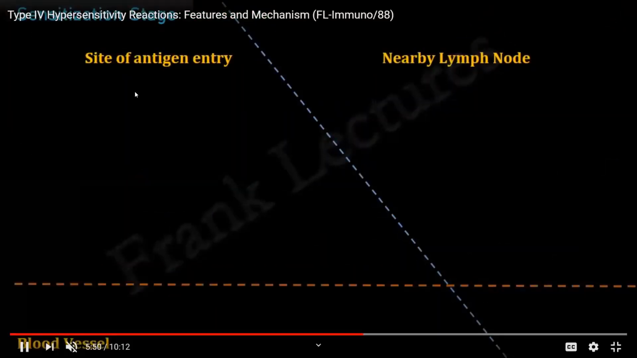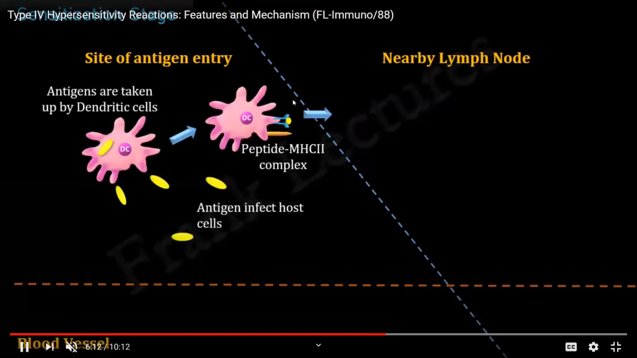So here you see how it is happening. At the site of antigen entry, for example through the skin, the antigen has entered the host and infected the host cells. Then the antigens are taken up by the dendritic cells. The MHC2 complex will carry the peptide of the antigen, and then they will move towards the nearby lymph nodes.